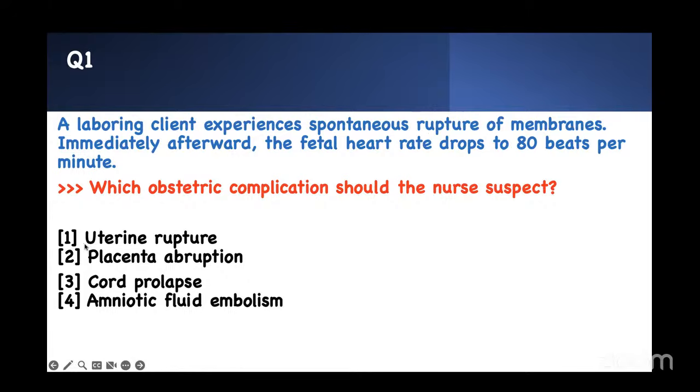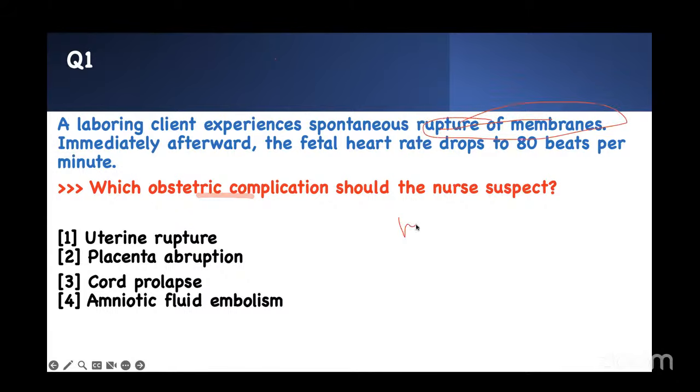What do you think? A lady is in labor, all of a sudden the membranes rupture, then you have what? Bradycardia of the baby, fetal heart rate drops to 80. That's deceleration. What do you think? This is a content-related question. Which one of these is associated with the rupture of membranes? A uterine rupture, placental abruption, cord prolapse, or amniotic fluid embolism? If you know the answer, you can type it.